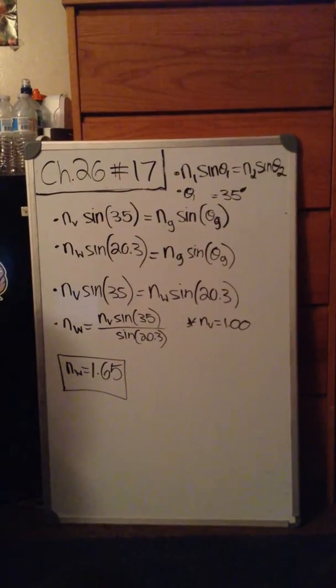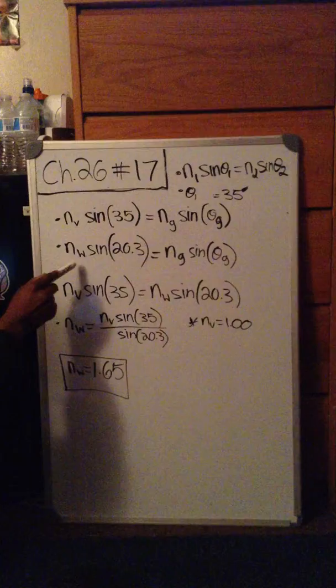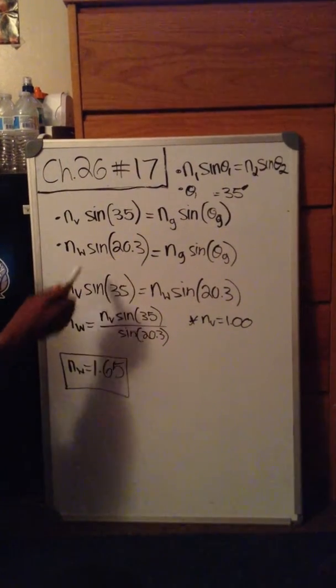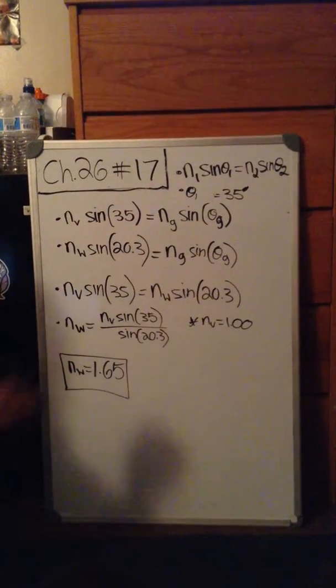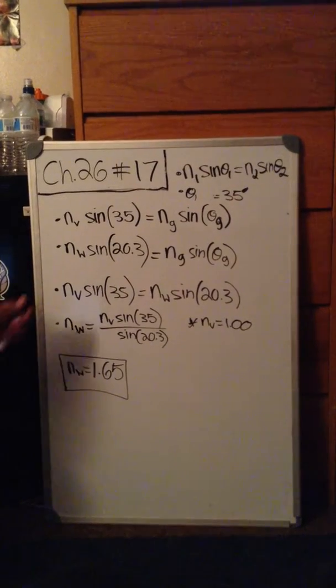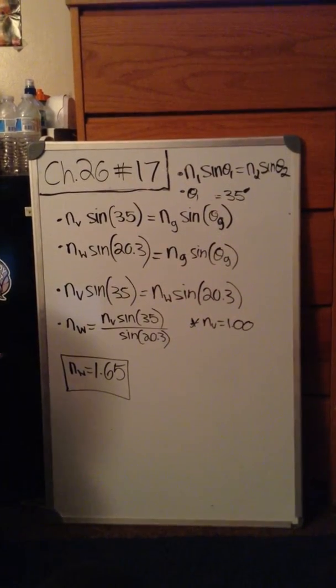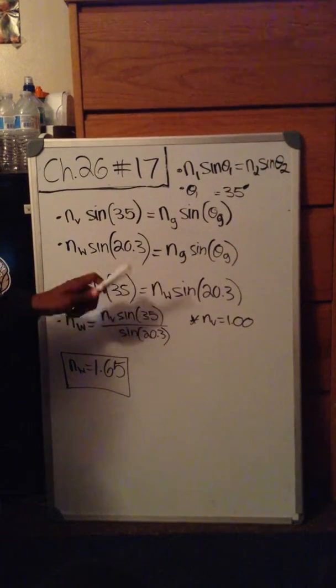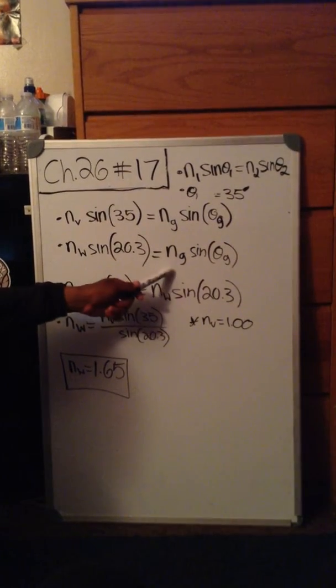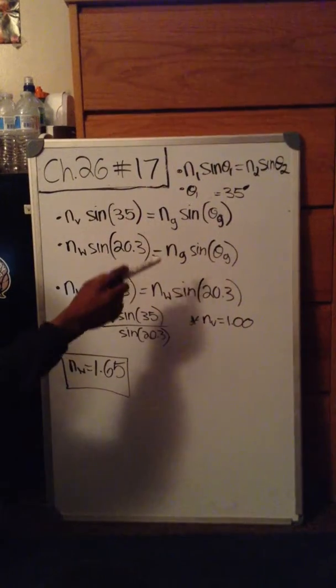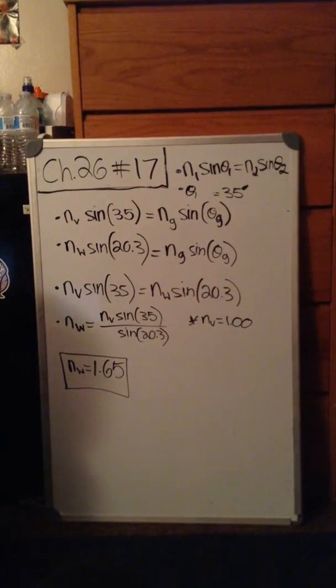This next part of the problem, we have NW, which is the index of refraction of the water, times sine 20.3, which is said to be the angle of refraction, but that is also with the glass, so equals the index of refraction of the glass times sine theta of the glass.